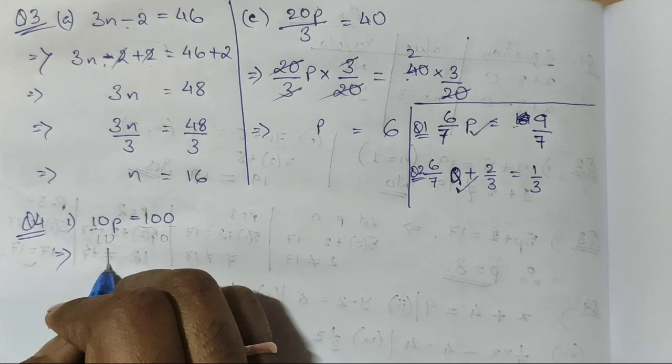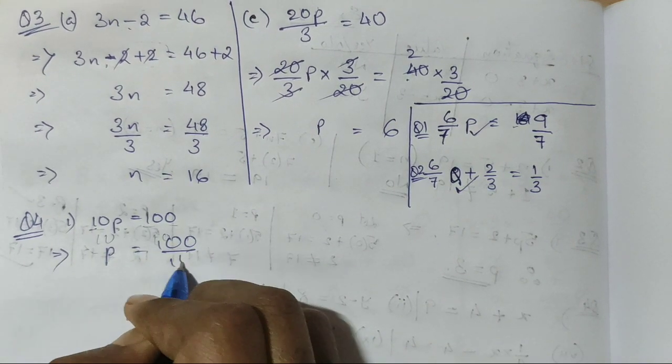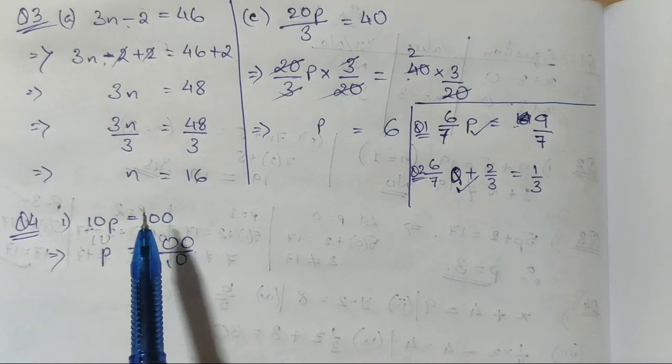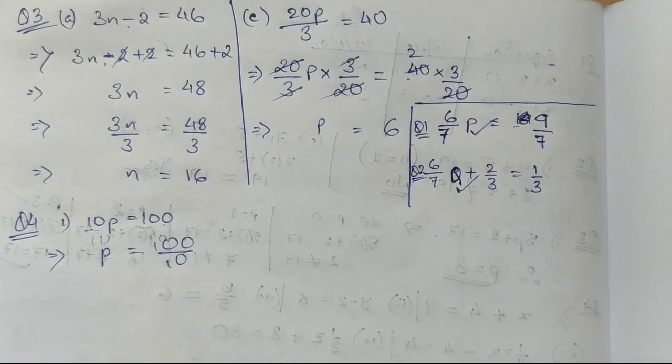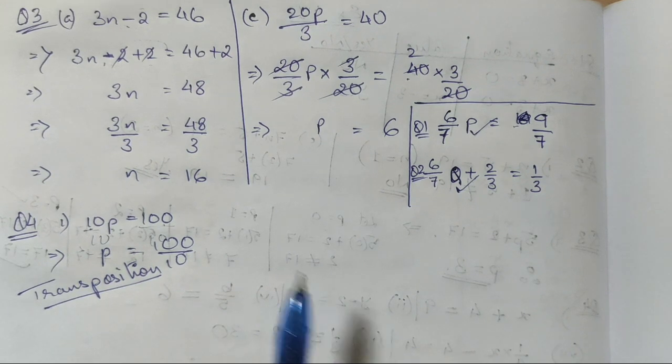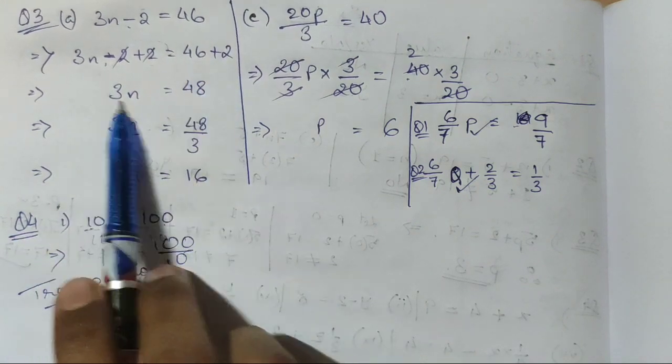Okay, so that will be like this. What we have done is we have sent 10 to that side. This is called the transposition method, in which we have transposed this 10 to that side. Okay, so we have skipped all these things.